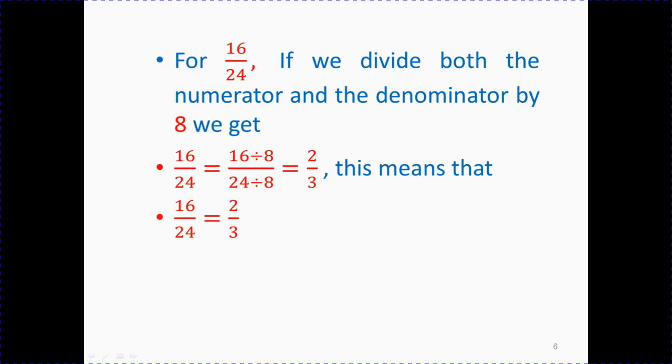Now, let's say for the fraction 16 over 24. If we divide both numerator and denominator by 8, this means that you have to divide 16 by 8 and 24 by 8. What will we have? 16 divided by 8 is 2, and 24 divided by 8 is 3. So it's 2 over 3. This means that 16 over 24 is the same as 2 over 3. So they are equivalent fractions.